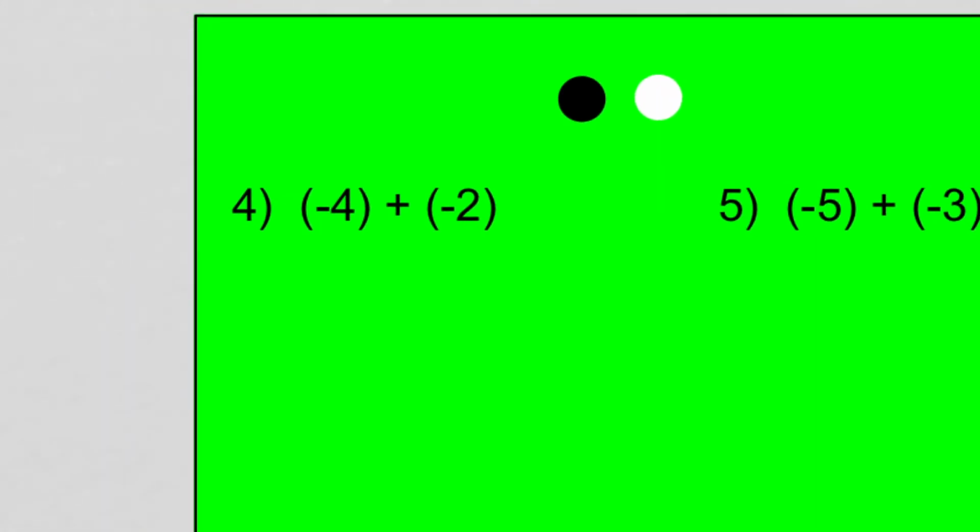So right here, if I was to model out -4, -2, I'll model this out right here. And again, I have no zero pairs. I have nothing that cancels out. All I have are 6 white circles, and so that equals -6.